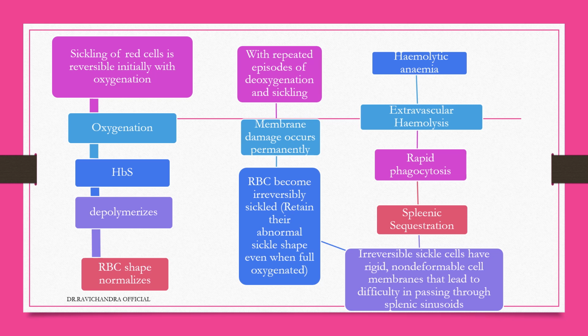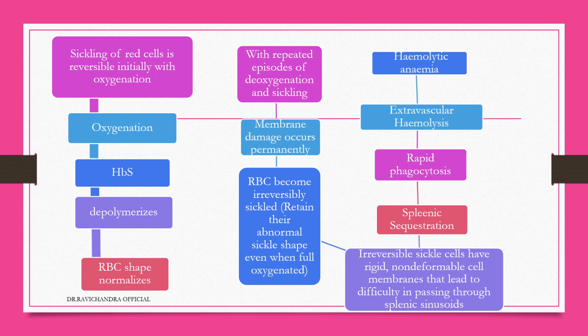So when the hemoglobin is exposed to oxygen, the sickle cells convert back to normal. HbS depolymerizes and RBC shape will normalize. But with repeated episodes of deoxygenation and sickling, the membrane damage will occur permanently, and the RBCs become irreversibly sickled. That is, they will retain their sickle shape even when fully oxygenated.